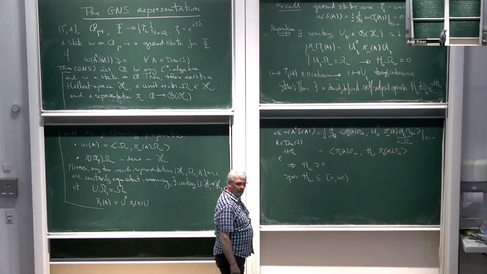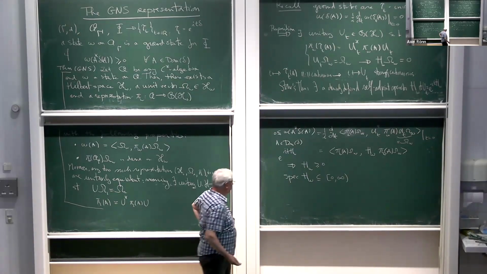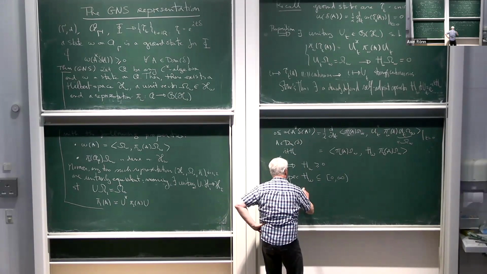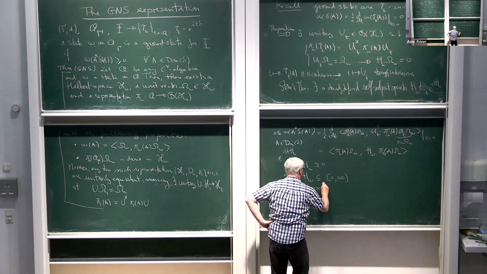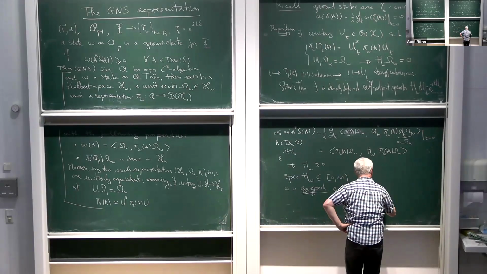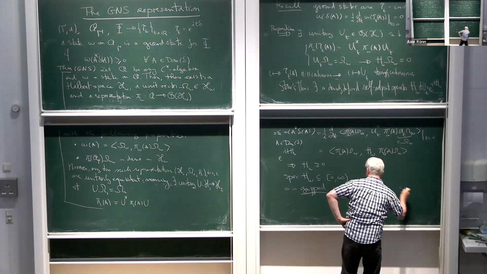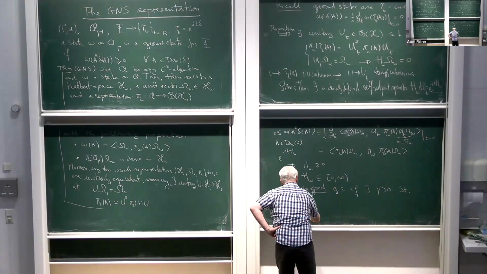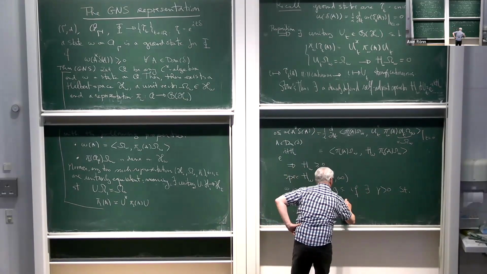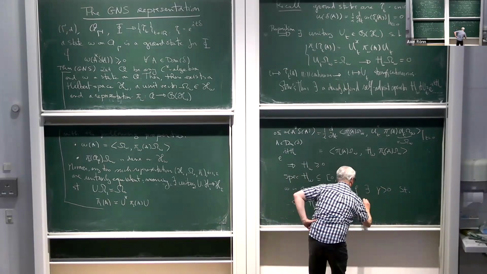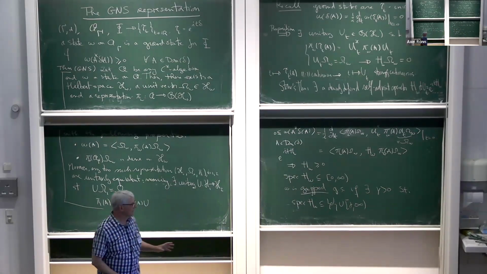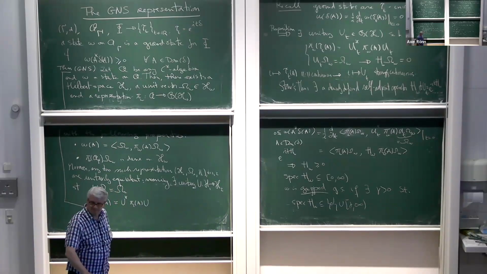And what we mean by a gapped ground state is that I have zero at the bottom, and then there is a gap: there is no spectrum in an interval from 0 to gamma.